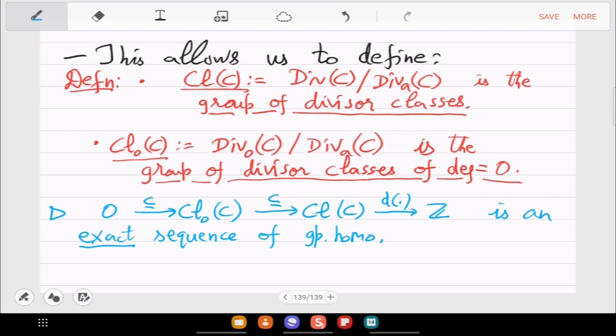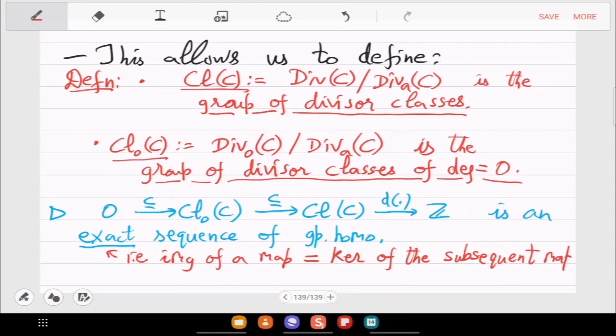In fact, I think it's even exact on the right. But that's another thing. That is, the image of a map is equal to the kernel of the subsequent map. So whenever you have a sequence of homomorphisms, you are interested in understanding the image of the previous map and the kernel of the next map, which are both in the same group. So you want to see what is the connection between them. When these two are equal, you call the sequence exact.